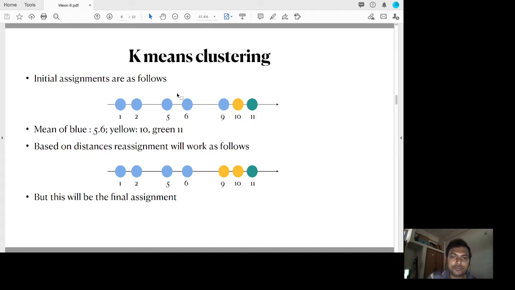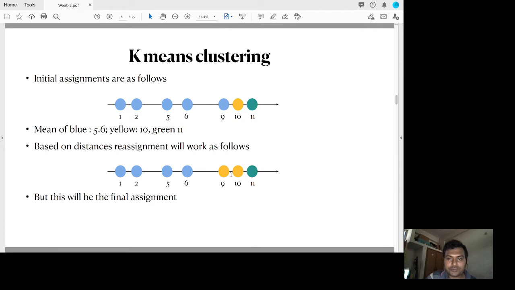So the mean of blue is 5.6. The distance between 6 and the mean of blue is 0.4, and the distance of 6 from the yellow mean is 4, and therefore 6 remains blue. However, you see this 9, it is now much farther from the mean of blue than the mean of yellow, and therefore it will turn yellow in this case.